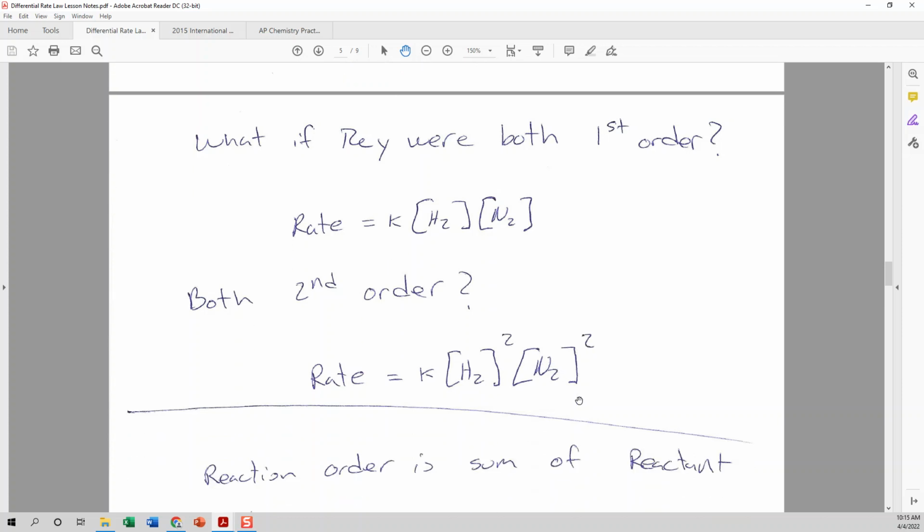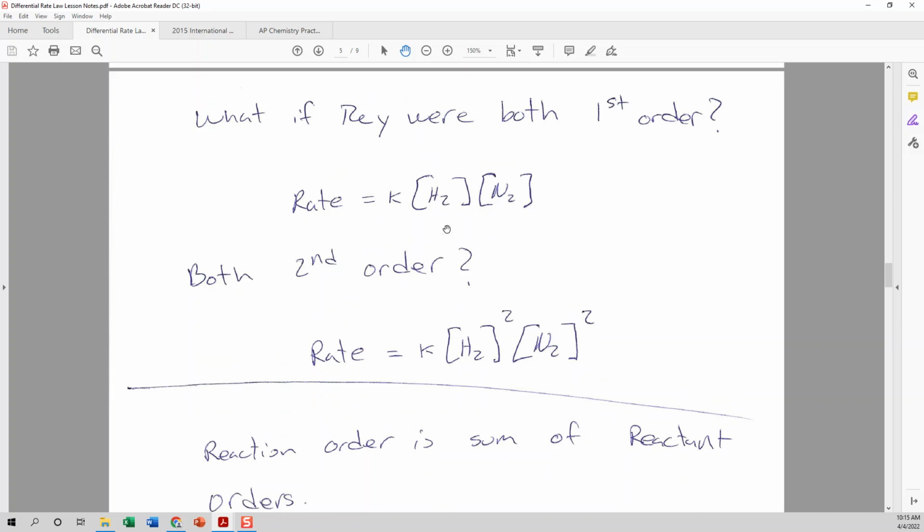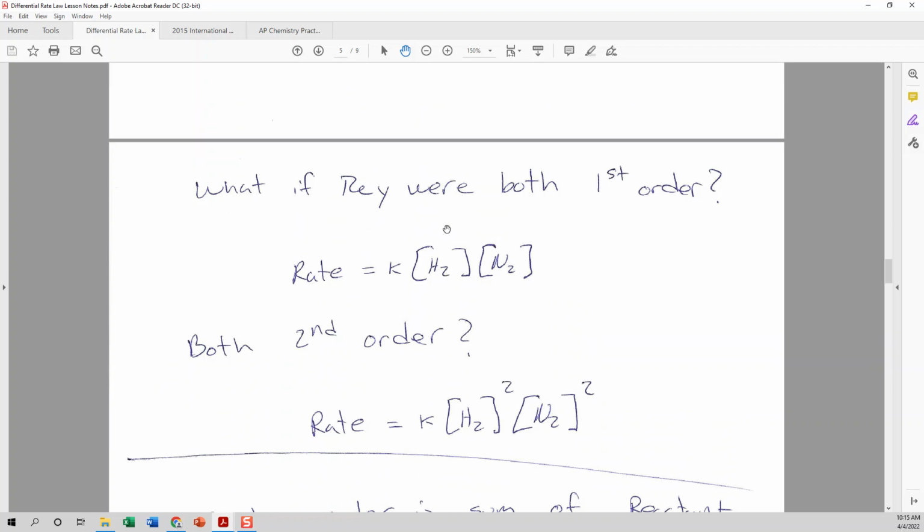All right. And then if I didn't write it up here, but if nitrogen was first and hydrogen was 0, then it would just be rate equals K times the concentration of nitrogen, and that would be it. And you wouldn't include the hydrogen if it was 0 order. Okay. All right. So a couple things to know.